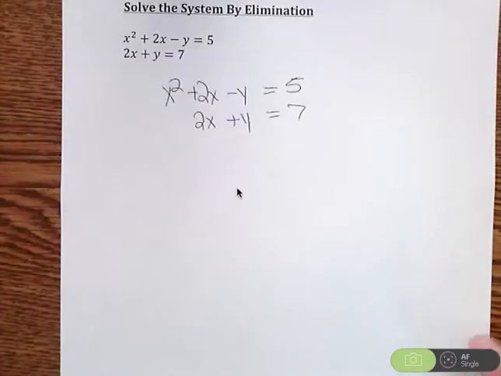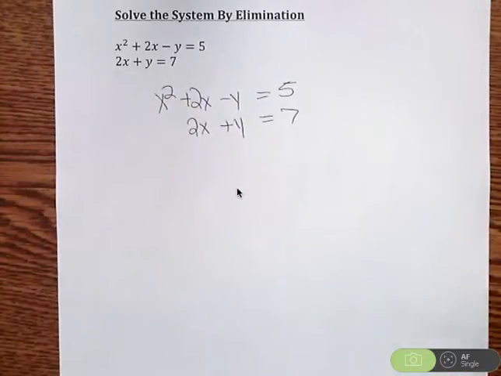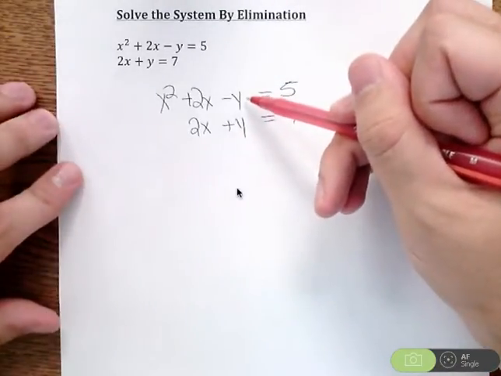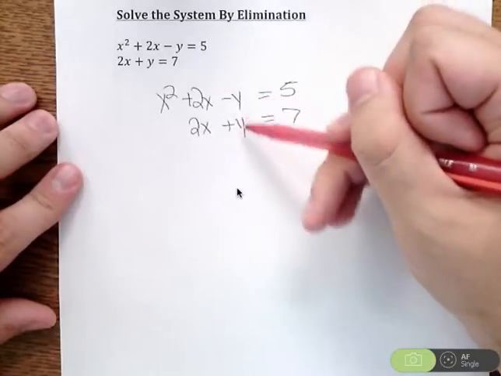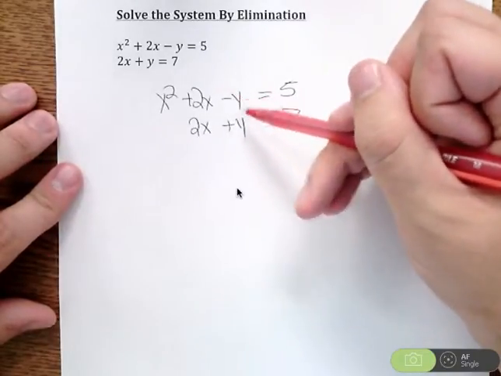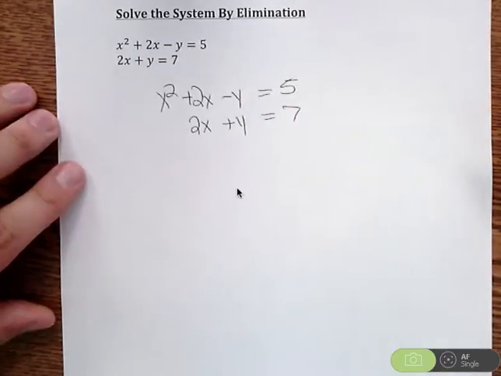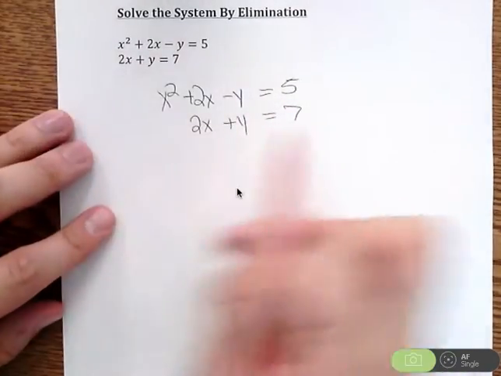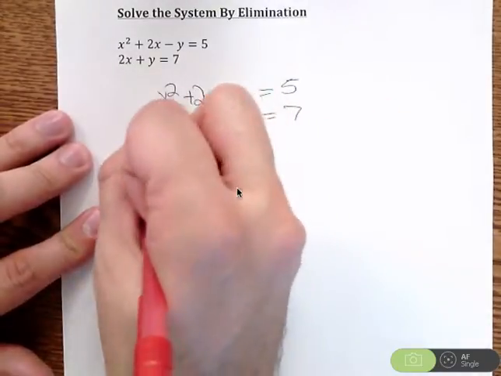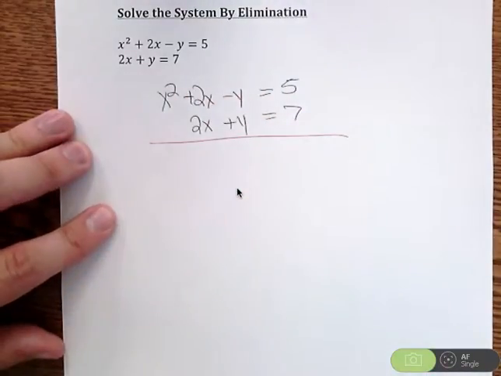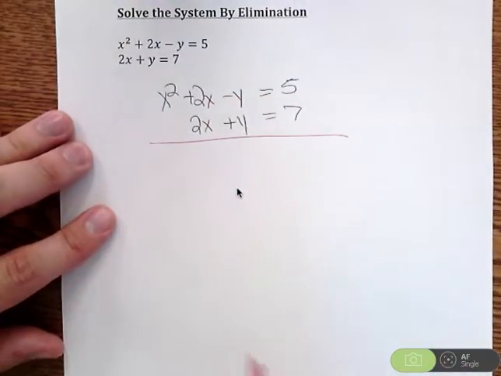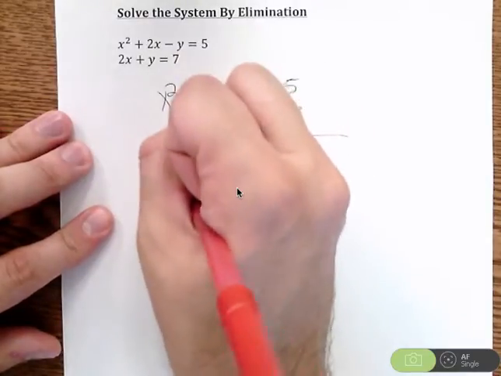Now the way elimination works, and the way this one is designed for elimination, notice how I have a negative y and a positive y. If you add these two together, it's like negative 1y plus 1y, they're going to eliminate because that's going to become 0. So this problem is ideally set up for elimination, so I'm going to just add these two equations together. So my x squared adds with nothing.